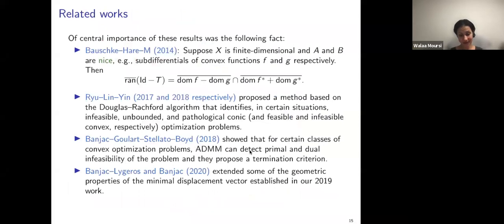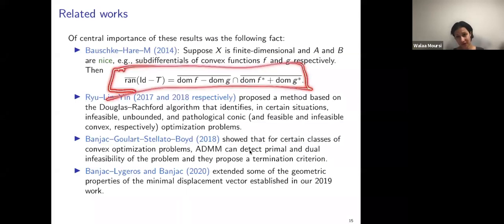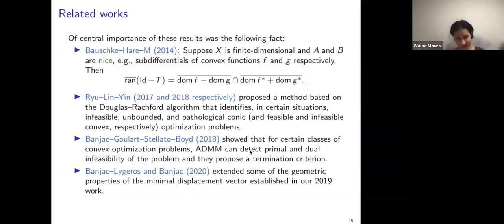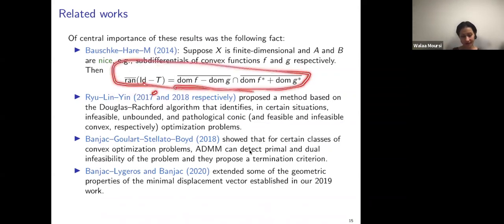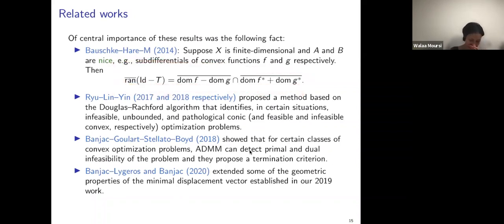There were related works based on that. I would say the most important result that we relied on to make progress in most of our convergence analysis is the fact that we were able to get a formula for the range of identity minus T. There's a more general formula that involves monotone operators, but for two functions, that was the formula that we got.